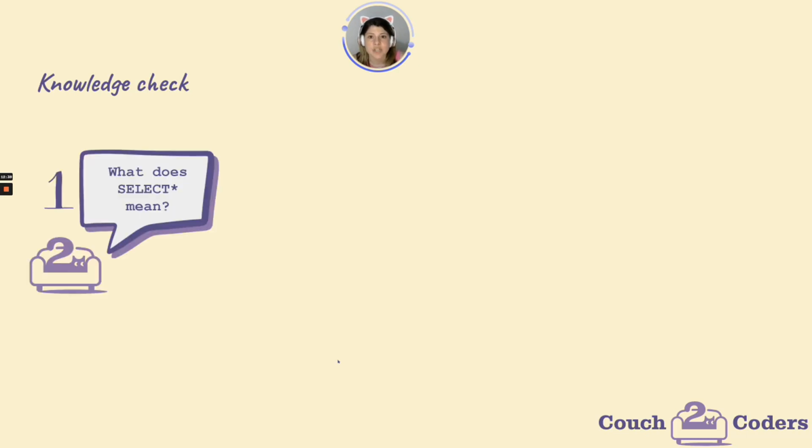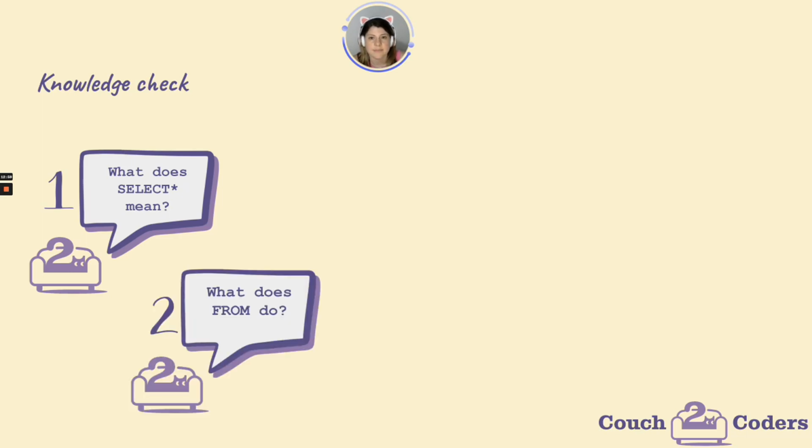What does select star mean? What select star means is that I want to return all of the columns. What does from do in a query? From tells us what table that we want to use for our query. So from is literally exactly as it sounds. From where? From this table.